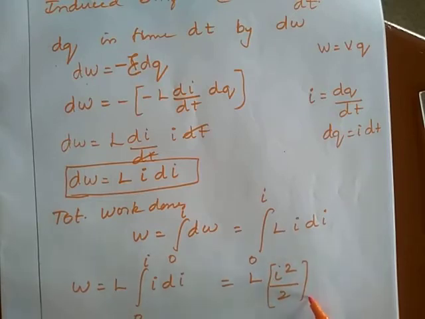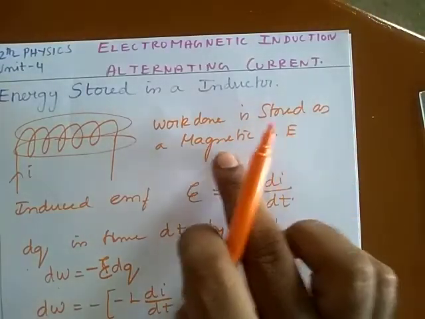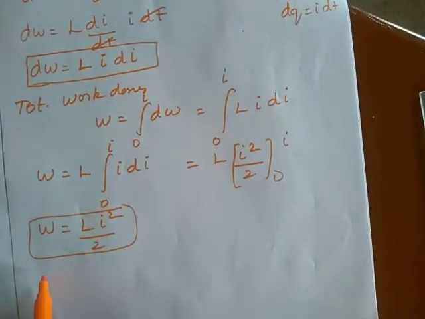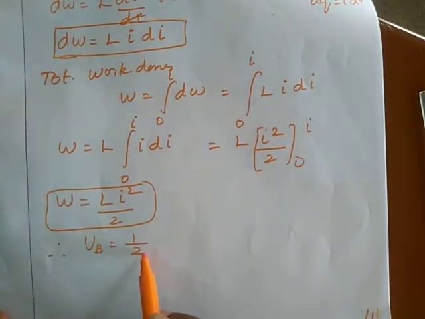Applying the limit 0 to I, we get the total work done W equal to L I square by 2. I told already this work done is stored as magnetic potential energy. So we can consider this work done as nothing but the magnetic potential energy, represented as U_B equal to 1 by 2 L I square.